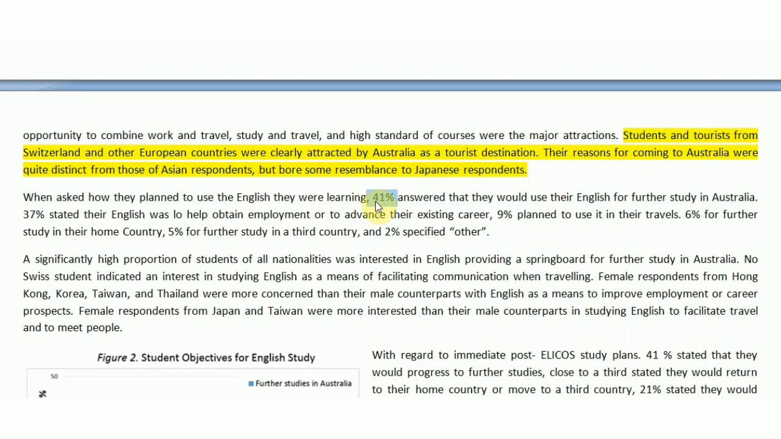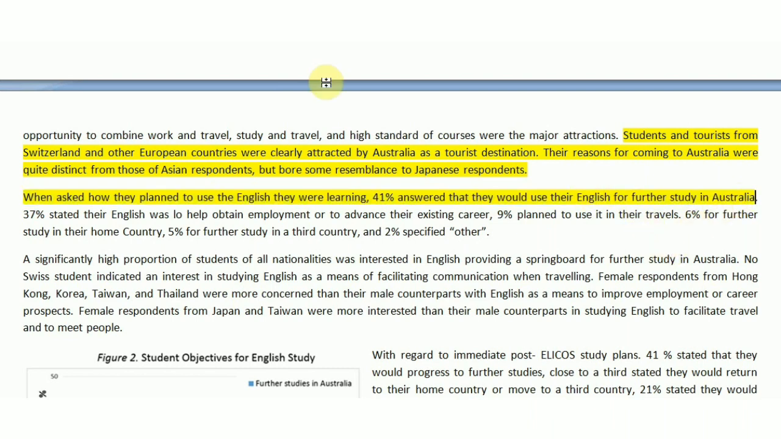So it is like most students wanted to use their English for further study in Australia. So this is our location. When asked how they plan to use the English they were learning, 41% answered that they would use their English for further study in Australia.